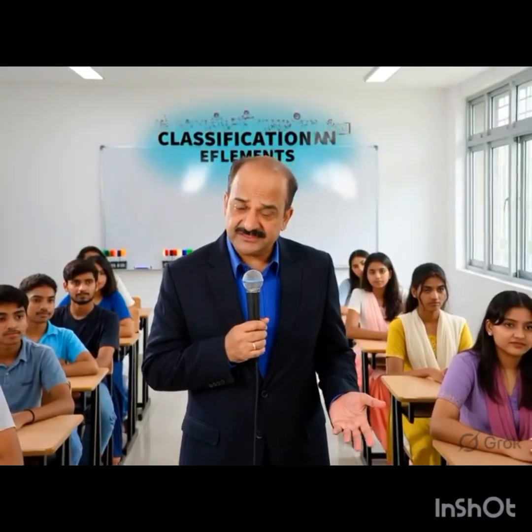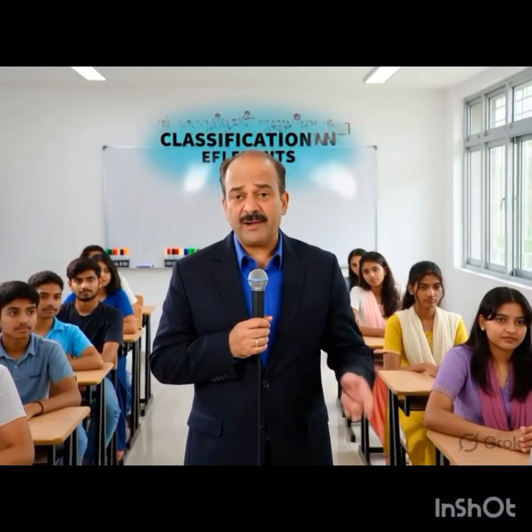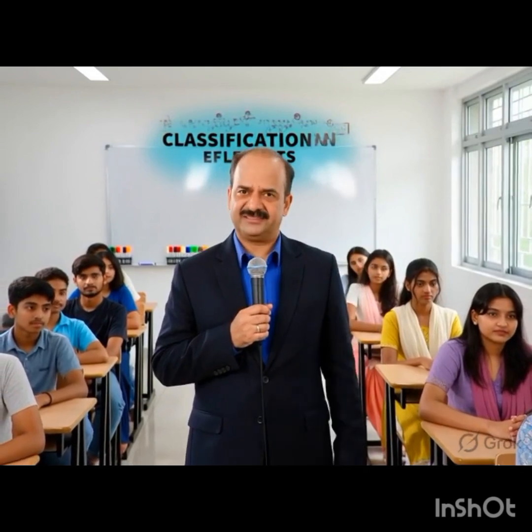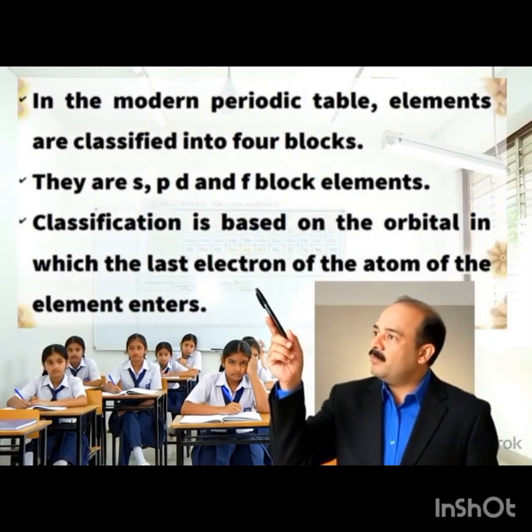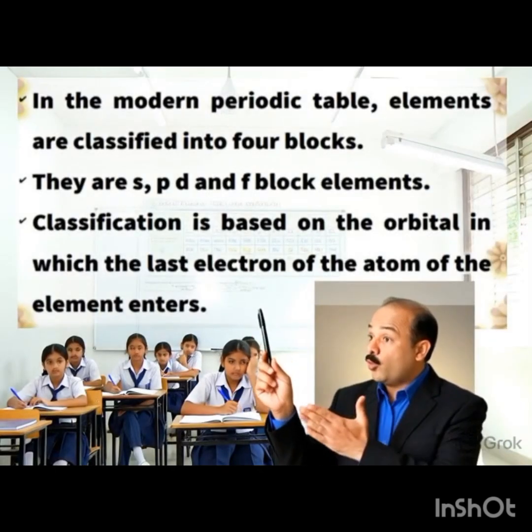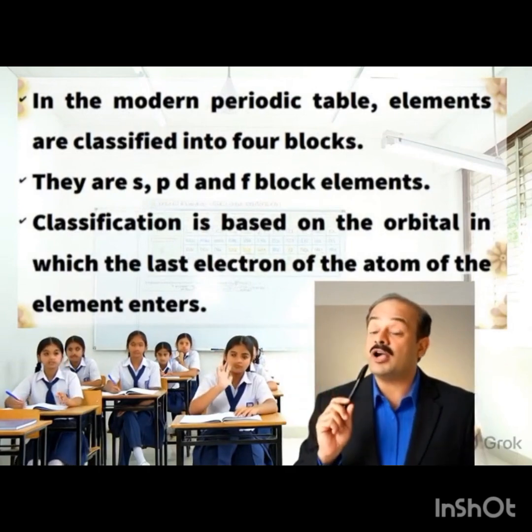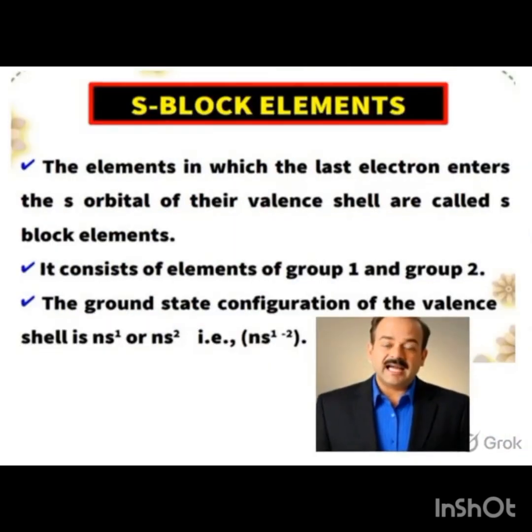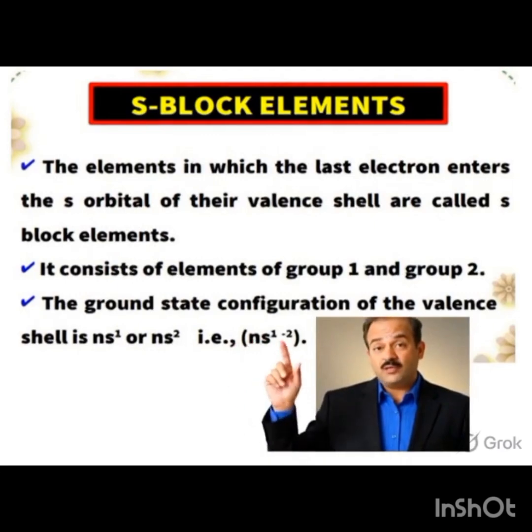Good morning students. Today we will learn about the modern classification of elements. In the modern periodic table, elements are classified into 4 blocks, classified by the orbital. S block elements are elements where the last electron enters the s orbital. Their configuration is ns1 or 2.